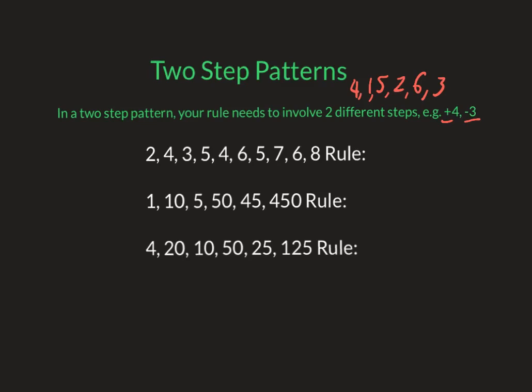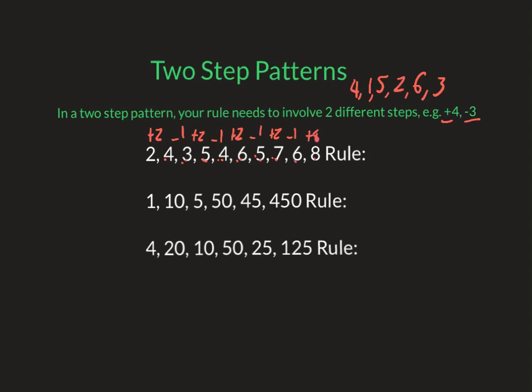2 to 4, that one goes up by 2. And then 4 to 3, that goes back by 1. 3 to 5, that one went up by 2. 5 to 4, that one went back by 1. 4 to 6, that one went up by 2. You probably think you know what's going on, but let's make sure that we finish this off. 6 to 5, that's going down by 1. 5 to 7, up by 2. 7 to 6, down by 1. 6 to 8, up by 2.